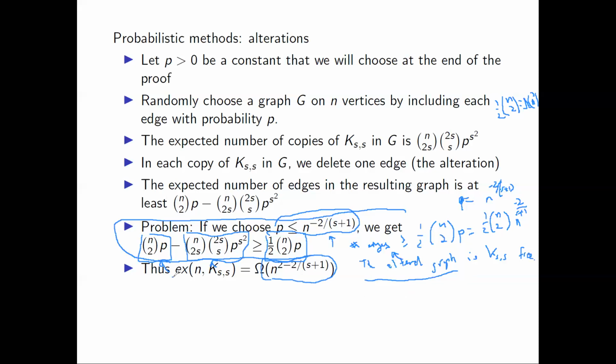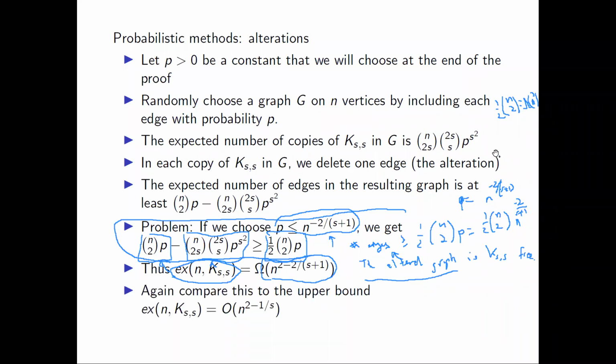And we can say that this is a lower bound on ex, the Turan extremal function of the complete bipartite graph with parts of size s, because the graph that we constructed is K_{s,s}-free. So we just showed that lower bound of omega of n to the 2 minus 2 over s plus 1, and all we used was the simple probabilistic method with alteration. And just as a reminder, we also proved this upper bound in the previous video, in the next bullet, of big O of n to the 2 minus 1 over s. We proved that upper bound with Jensen's inequality.